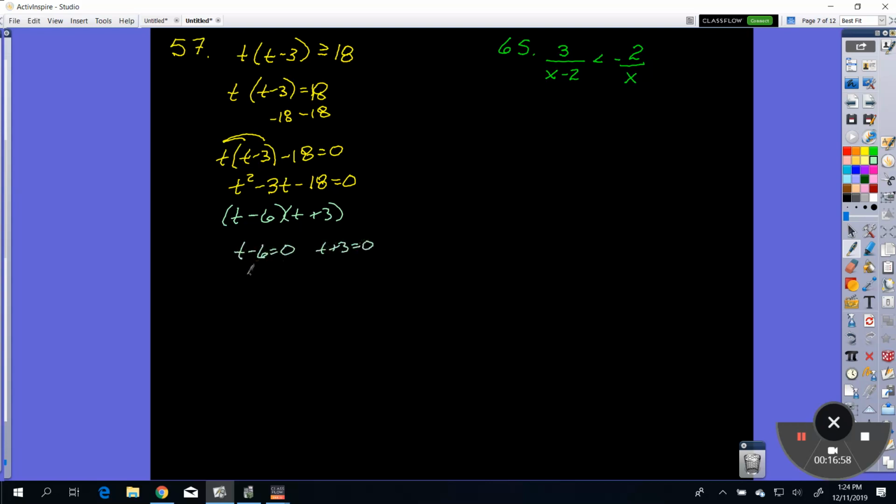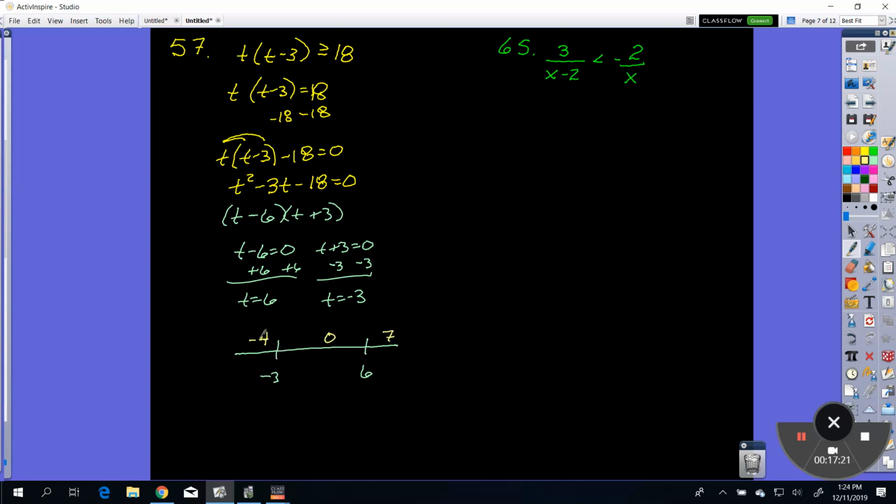And remember, these are just going to give you your critical values. So t equals 6 and t equals negative 3. So those are your critical values, and then you plug those onto a number line, so negative 3 and 6. And then you choose test numbers. So negative 4, that's to the left of there. Between negative 3 and 6 is 0. Bigger than 6 is 7.